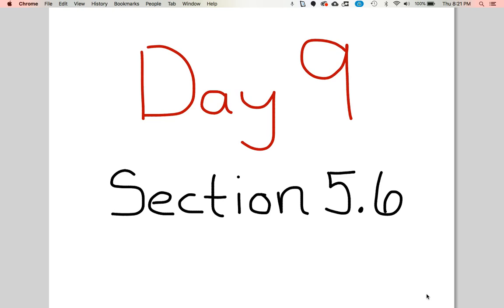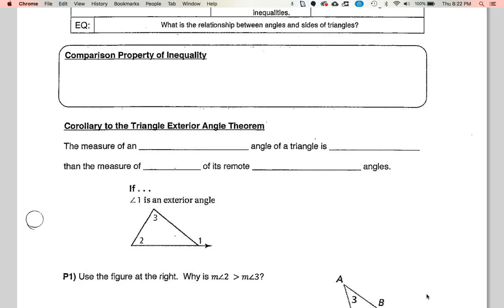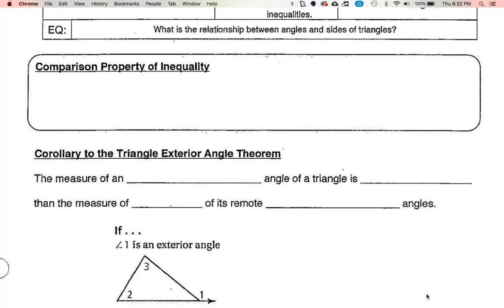And 5.6 is going to kind of tone things down a little bit when it comes to complexity of things that we're trying to understand. Some things we might already know, but we're just going to put some finishing touches on them and formalize some of these things. So the first thing we're going to talk about is the comparison property of inequality. Basically, we're going to be comparing in triangles how three angles compare to each other and how the three sides compare to each other.